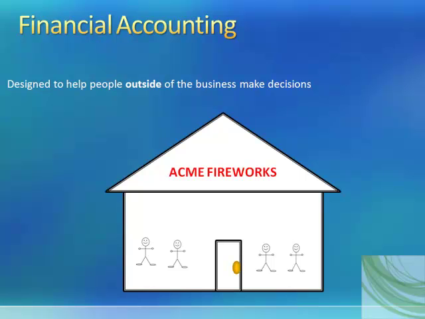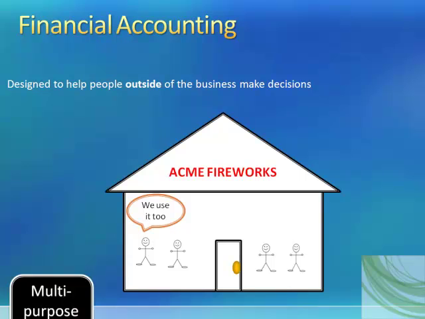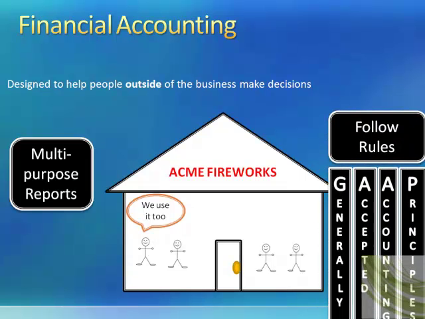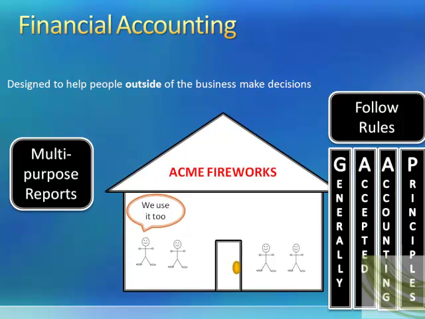Although financial accounting is designed to help people outside of the business make decisions, people inside the business use financial accounting as well. Financial accounting produces multi-purpose reports. Unlike managerial accounting, where the report is designed to meet the needs of the user, financial accounting produces one set of reports, and those reports are used by any individuals that want to use the financial statements. They're not customized for each individual user. Financial accounting also follows rules. The rules that we follow in the United States are referred to as GAAP. GAAP is generally accepted accounting principles.